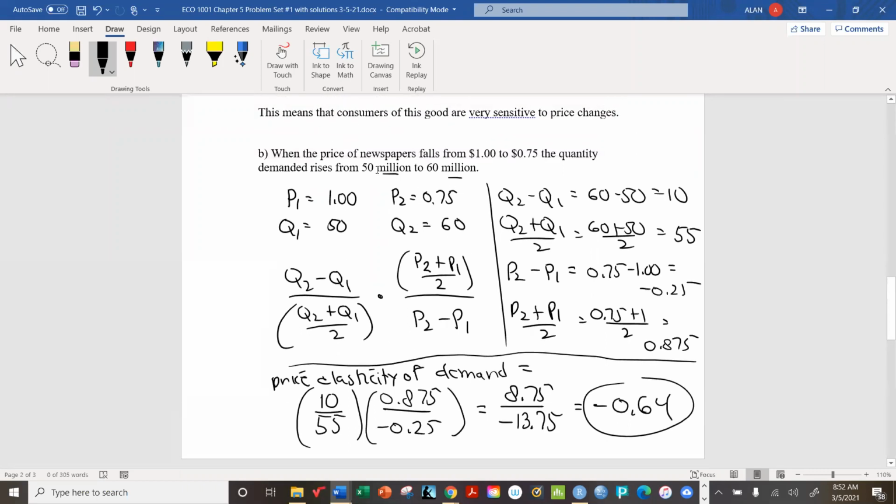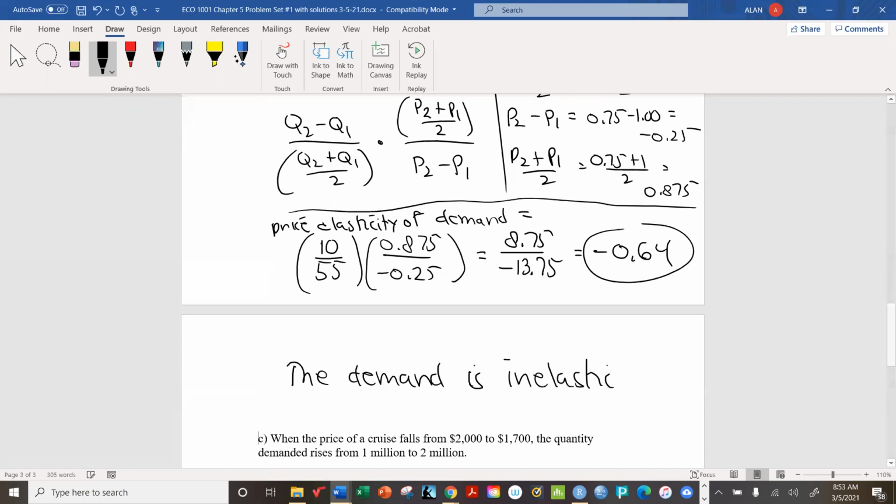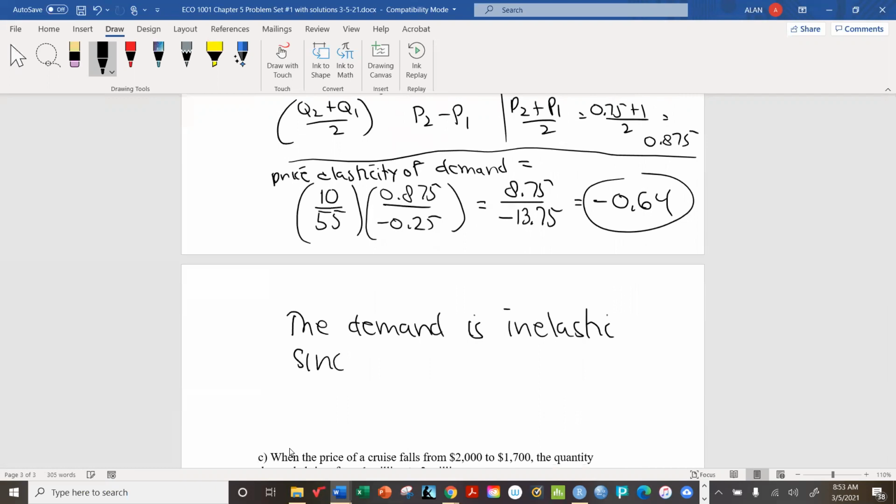Now, of course, they've asked us to describe whether or not this is elastic, inelastic, or unit elastic. And so in this case, the demand for this product is inelastic. Because without the sign, 0.64 is less than one. And that basically translates into the idea that consumers of this good are not very sensitive to price changes. So that's what it actually means.